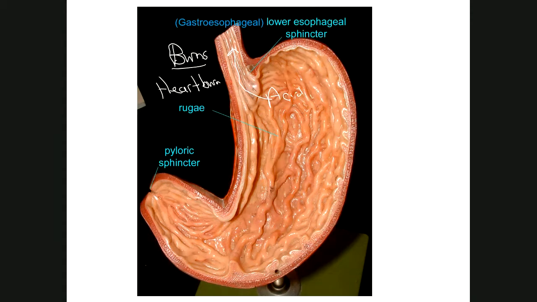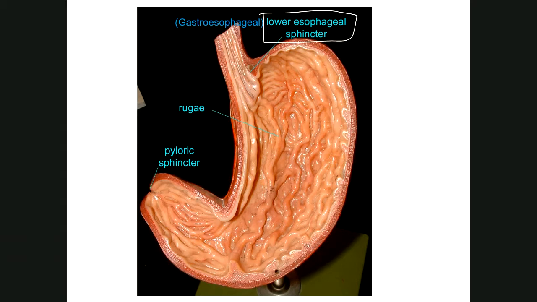So that little valve-like structure is actually called a sphincter. So a sphincter is a circular muscle around the esophagus like this. And when it contracts, it closes the esophagus off. And so this sphincter is called the lower esophageal sphincter, or sometimes the gastroesophageal sphincter. Any questions about the esophagus?